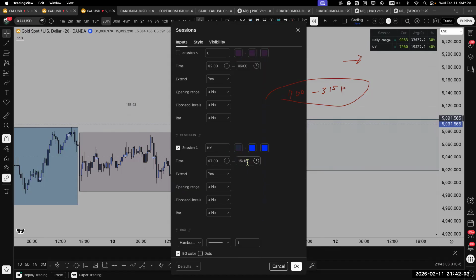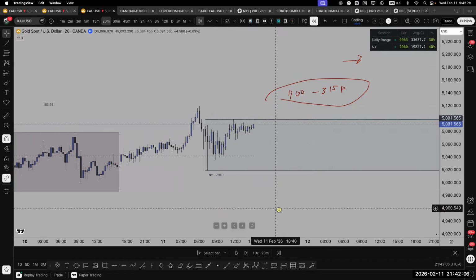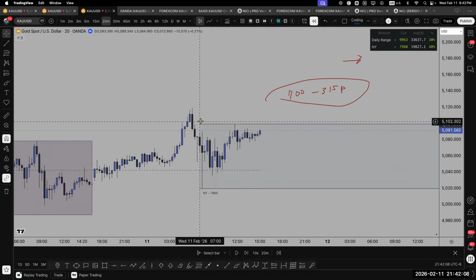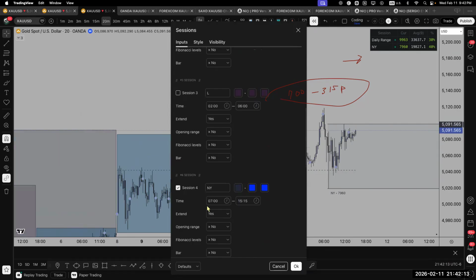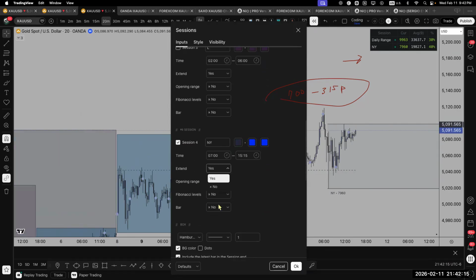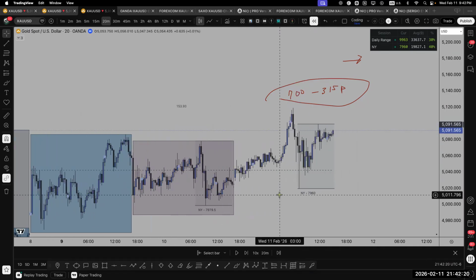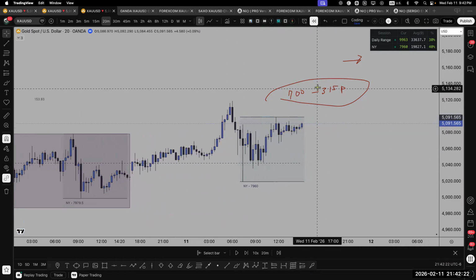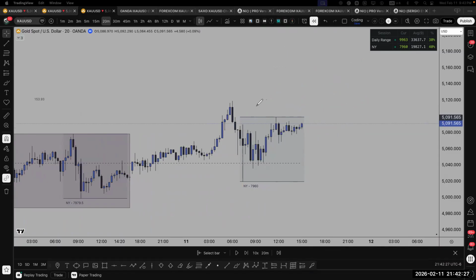Yeah, 7 to 3:15. Yes. Okay, so what we're focusing on: where was the strongest movement during that period of time? Today it was the buy. So here at the edge of this box, it's 7 a.m. All the way to the other edge is 3:15 p.m. Alrighty.